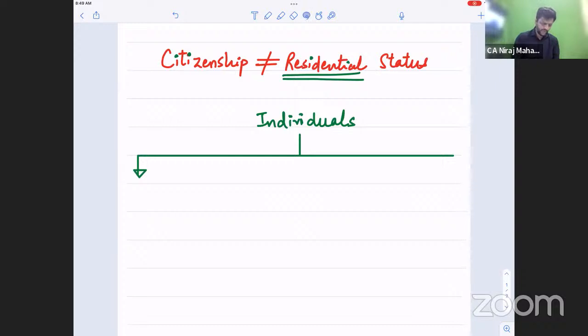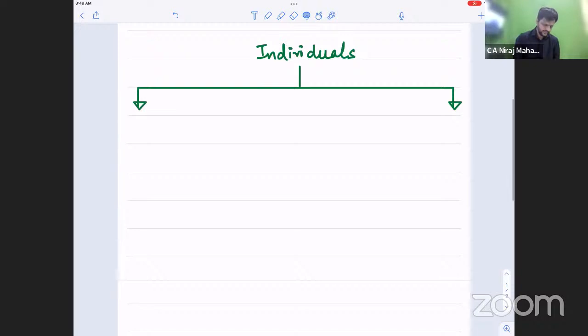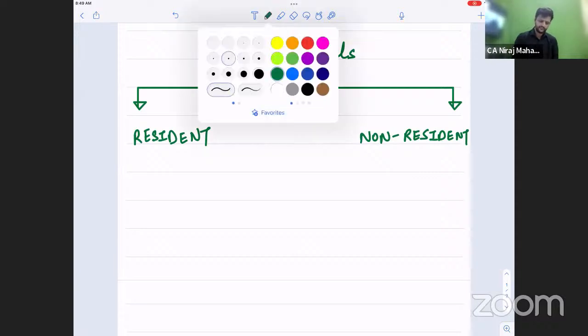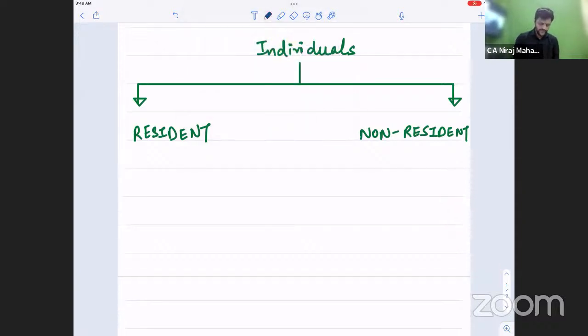What are our two important categories? Resident and non-resident. Correct, resident and non-resident. So write down. Resident and non-resident. Clear? And again, where do we have subcategories? In resident. We do not have any subcategory in non-resident. Clear?